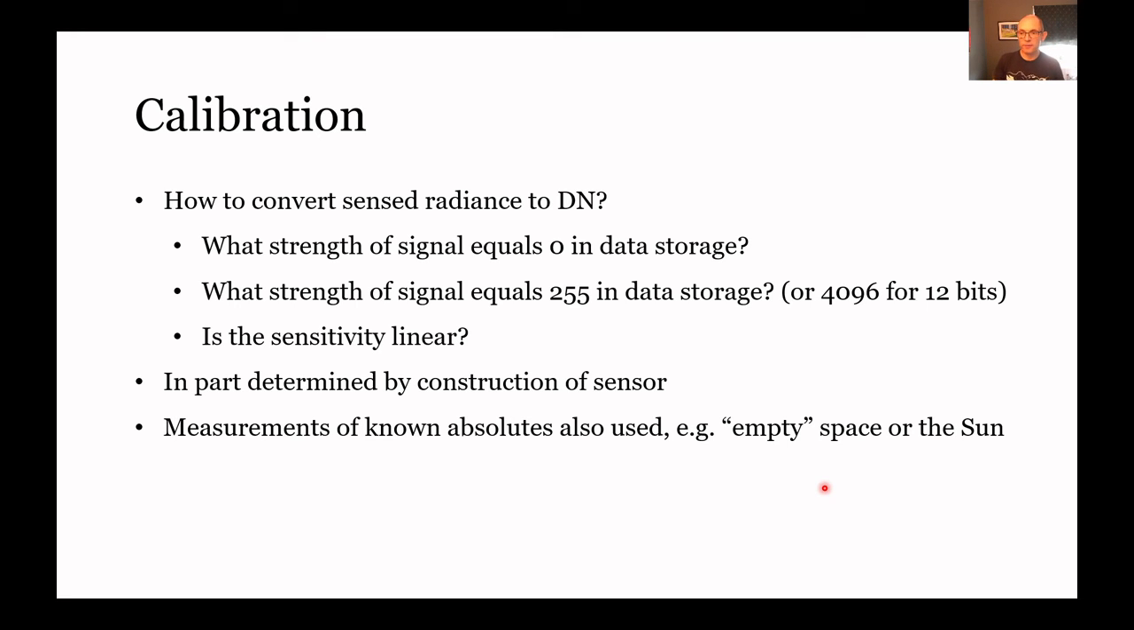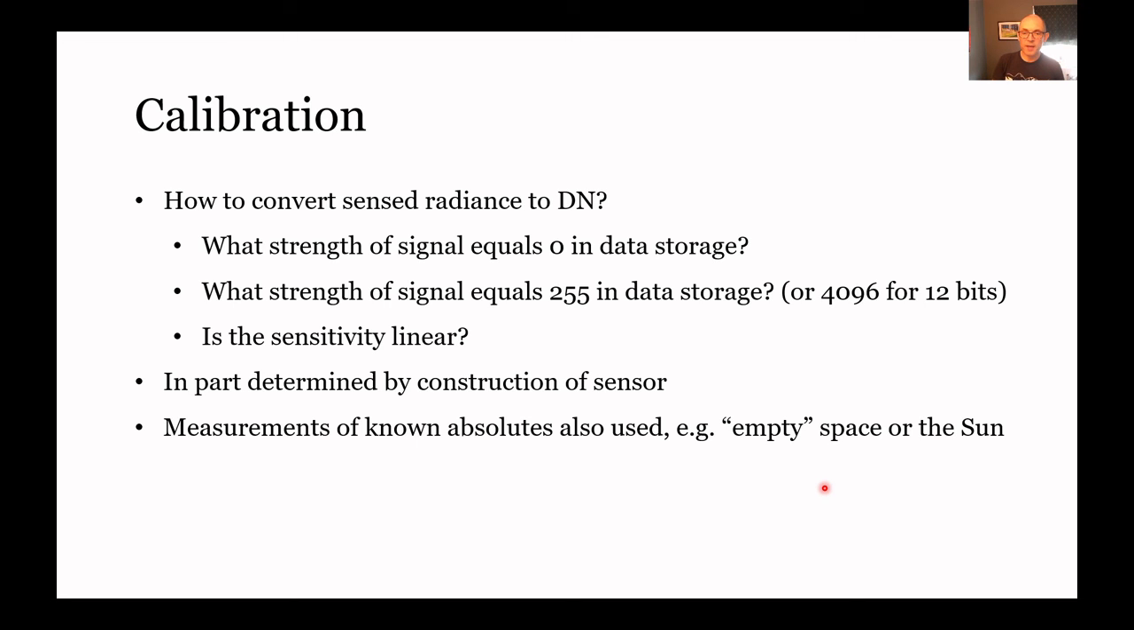We already here have problems. We need to determine what strength of signal corresponds to what number. So what does 0 mean? What does 255 or 4096 mean, depending on how many bits we have for storage? We also need to consider whether our sensitivity is linear as well. Do we linearly have different steps of intensity going up in our digital number? This is obviously the sensor itself determines a lot of this. In fact, all of it essentially.